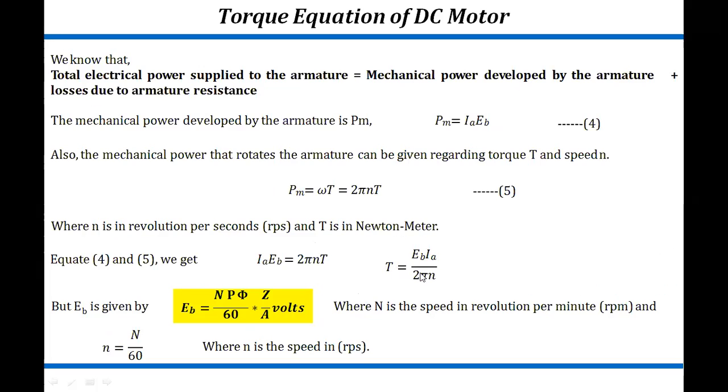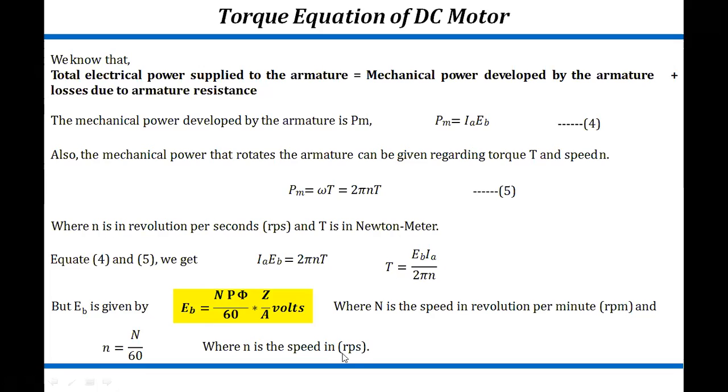Torque equals EB IA upon 2 pi n. But when we are calculating the EMF that is generated or the back EMF, we get the equation N P phi into Z upon 60A. These equations you will also need to solve the numericals. This capital N is nothing but the speed in revolutions per minute. And for the small n, we can take capital N by 60, because we are taking that speed in rotations per second.